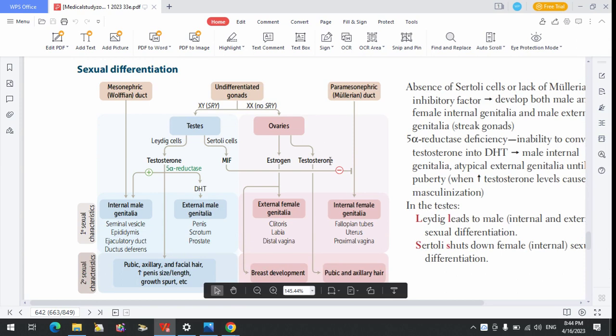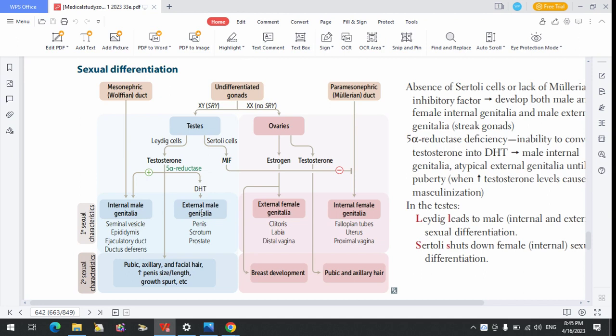So the indifferent gonads: if it is XY, it commits towards the testes for the gonads. If it's XX, there's no SRY, it goes towards the ovaries. Now, if it forms the testes, what are the two cells from the testes? Leydig and Sertoli. They will release their independent hormones. Sertoli is going to release MIF, and the Leydig is going to release testosterone. Now, MIF is going to affect the internal duct. We are now looking at the internal duct.